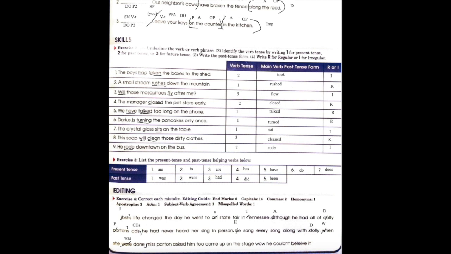Miss Parton, again, proper noun. It's a name. We need to capitalize it. And of course, we need a period after Miss, between Miss and Parton. When she was done, Miss Parton asked him to come up. To come up, that's the wrong to. We need to fix that. Come up on the stage, period.